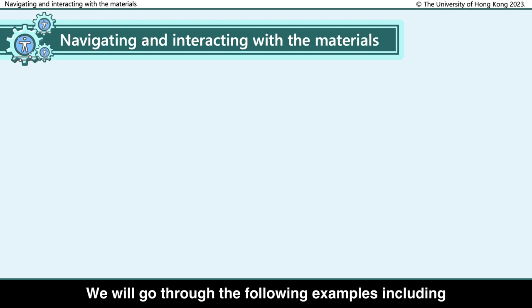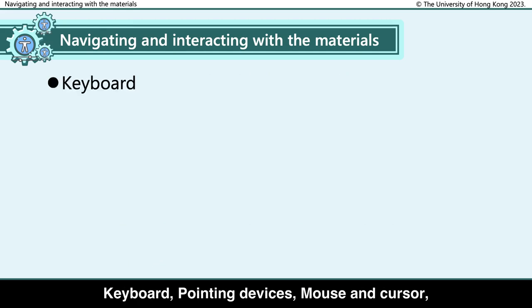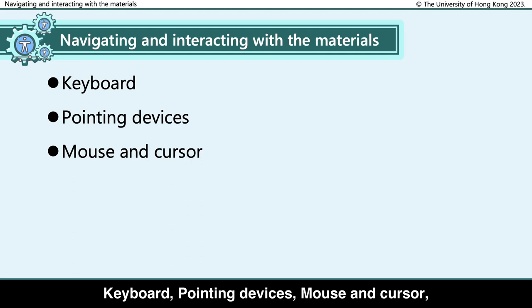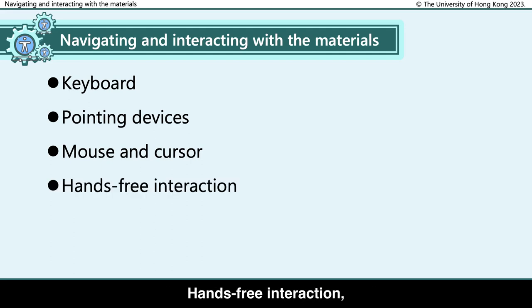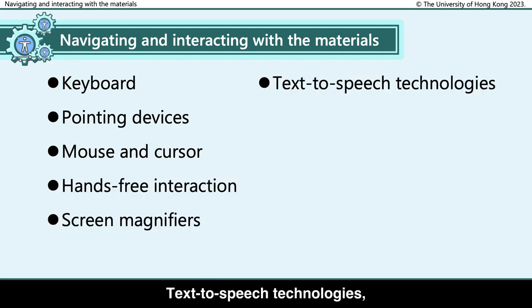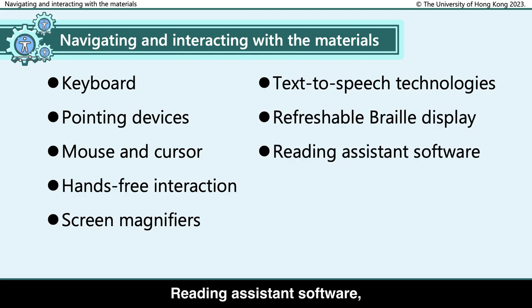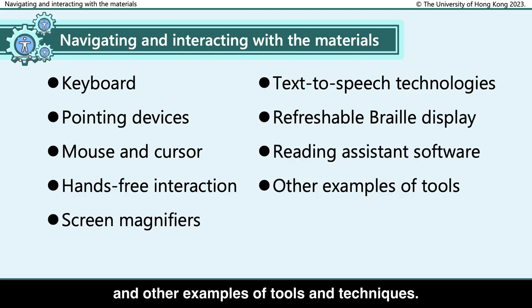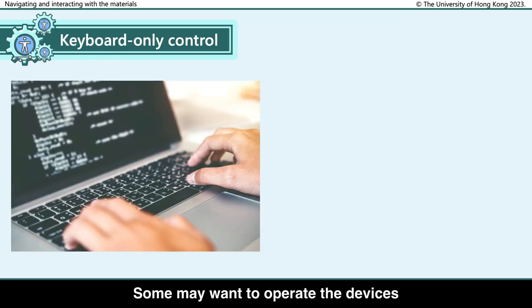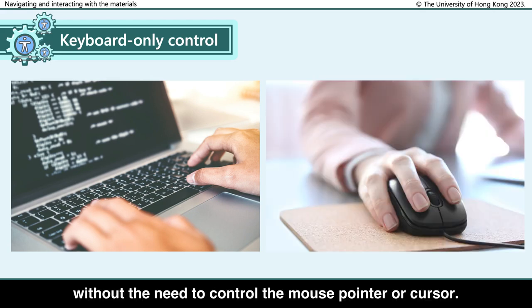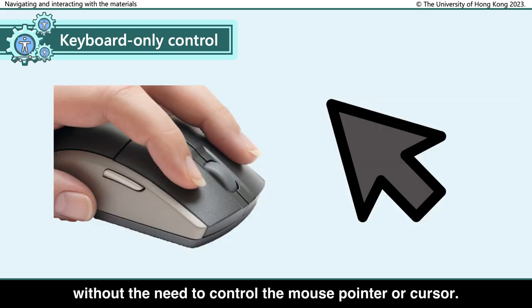We will go through the following examples, including keyboard, pointing devices, mouse and cursor, hands-free interaction, screen magnifiers, text-to-speech technologies, refreshable braille display, reading assistant software, and other examples of tools and techniques. Some may want to operate the devices and/or navigate through the content using keyboard only, without the need to control the mouse pointer or cursor.